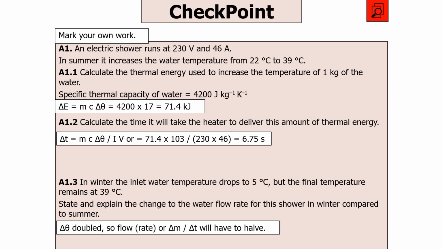And we can say in this next one, the change in temperature is doubled, so therefore the flow rate, or the change in mass per time, is going to have to halve to keep that constant value for C, because we can see that C is going to equal delta E over mc delta T, or delta phi, so therefore it's going to have to halve when the change in temperature is doubled.